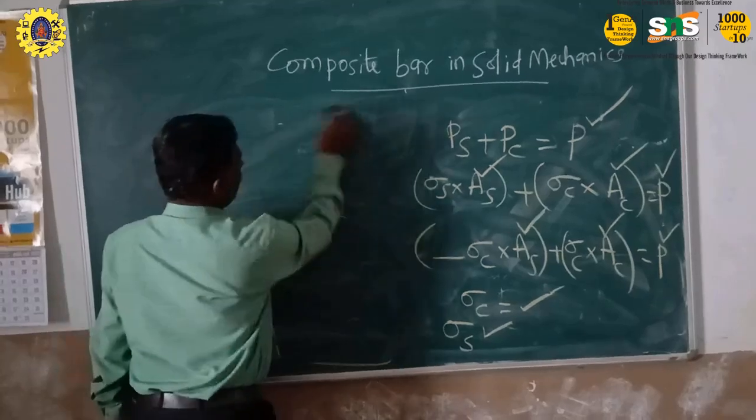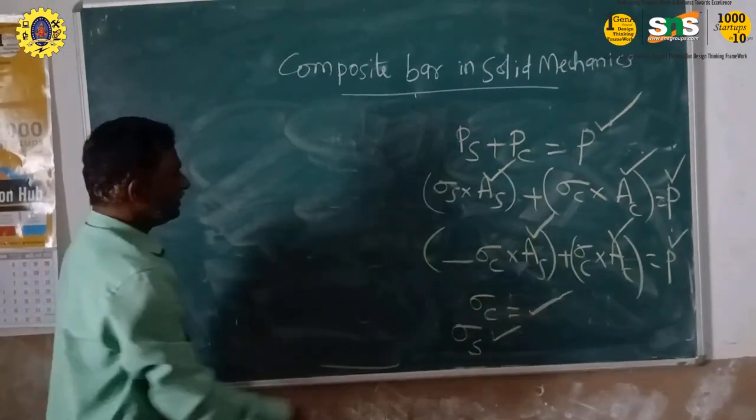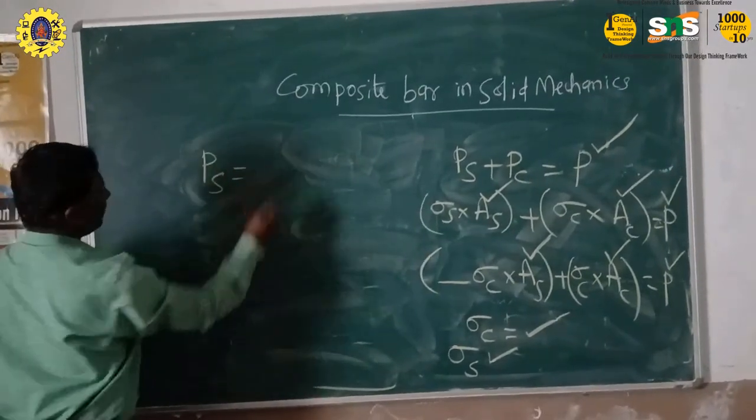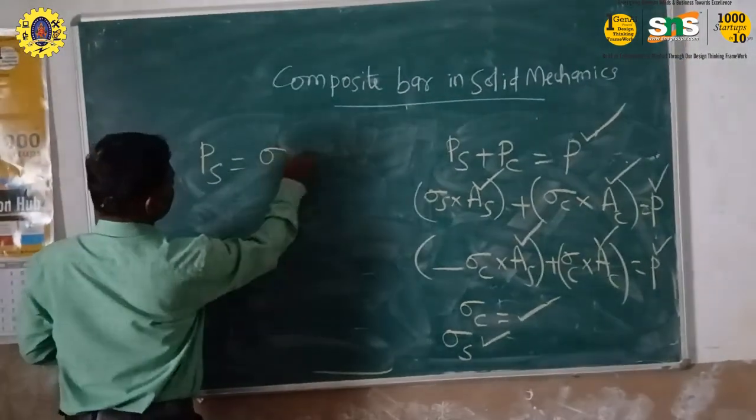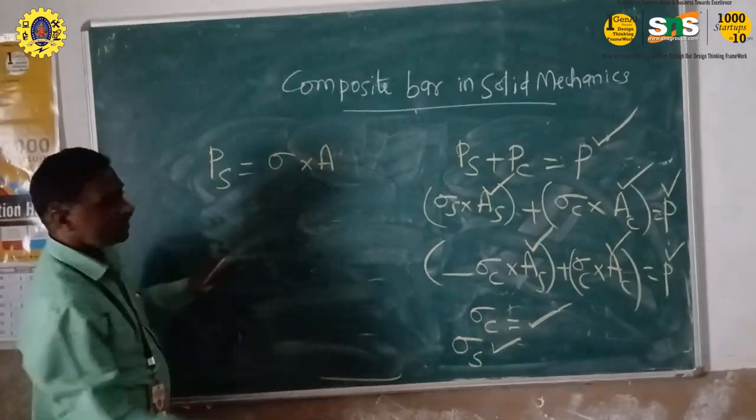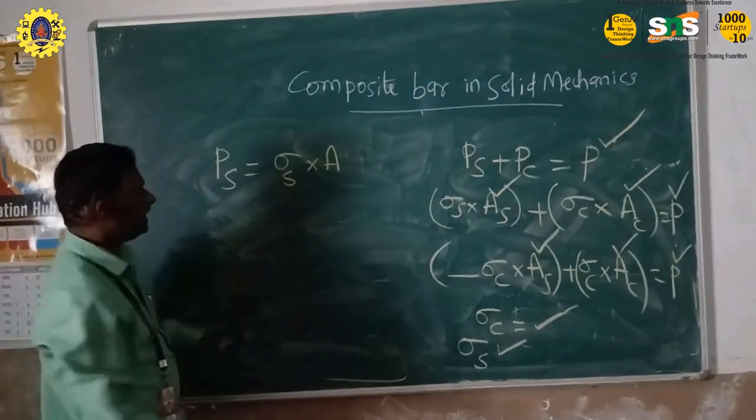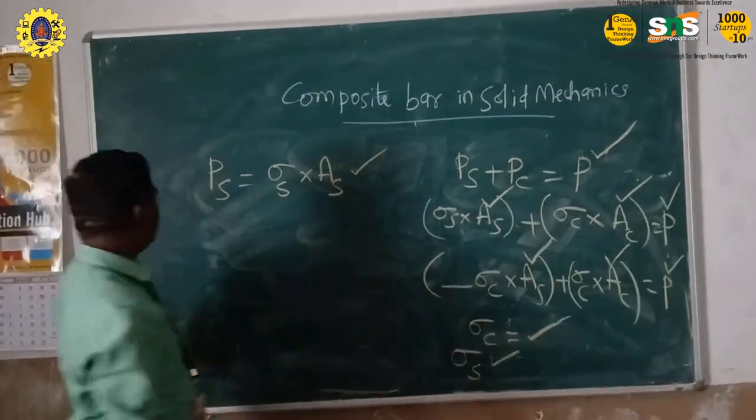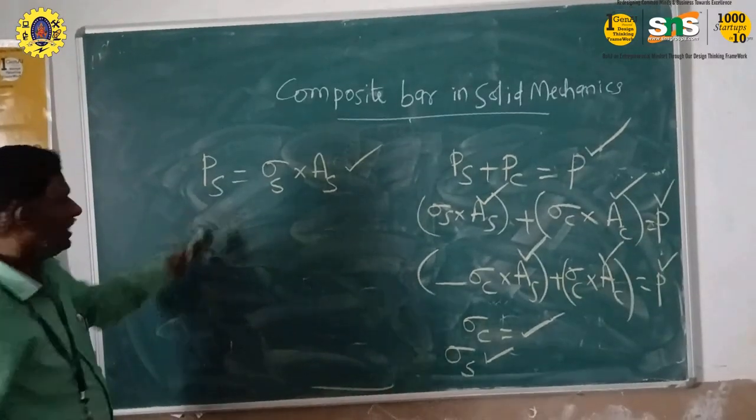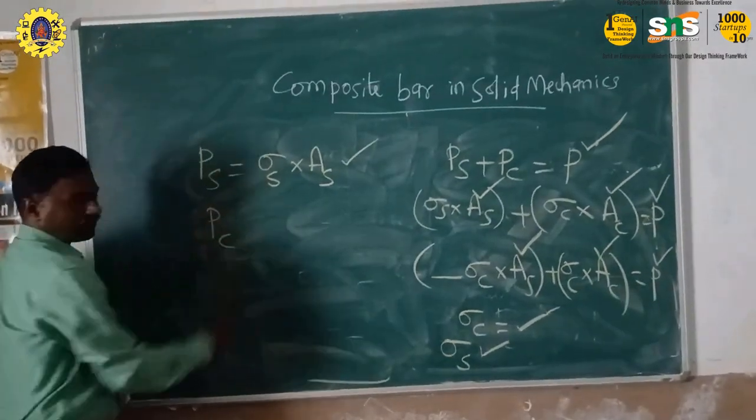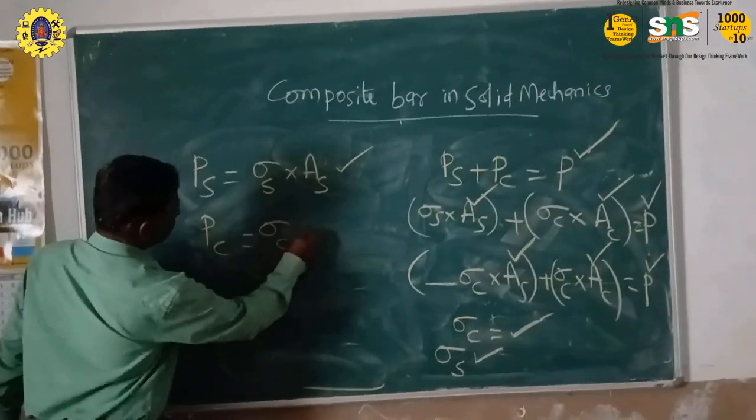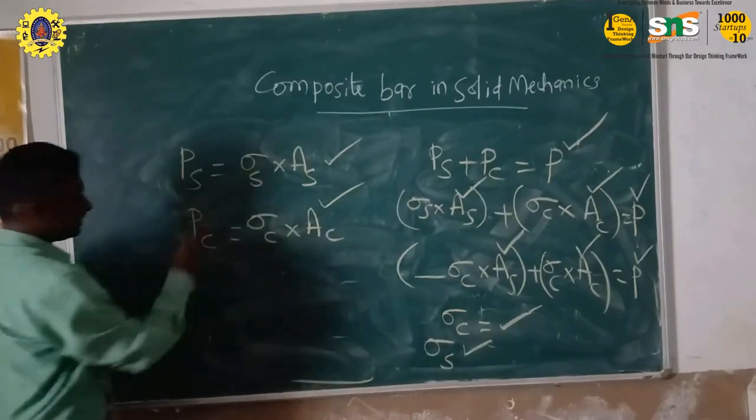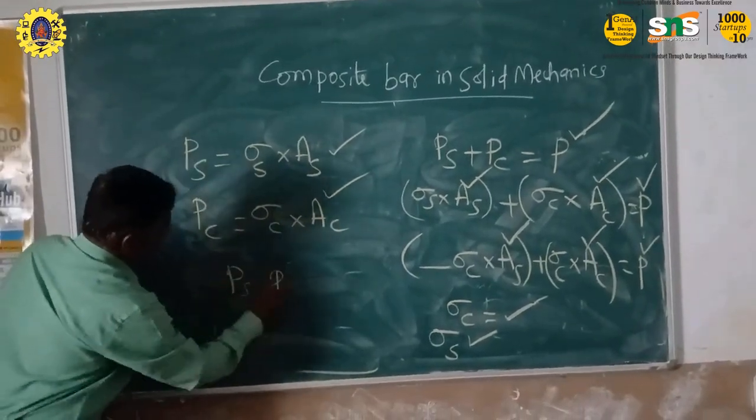Then how to find the load? Since load equals stress into area, I can find the load in the steel as stress into area. You apply the corresponding value for the given material. So sigma S into AS. Find the value and you can get the load shared by the steel, as well as PC for the copper. Then you use the same thing, sigma C into area of the copper. So I can find both, PS and PC.